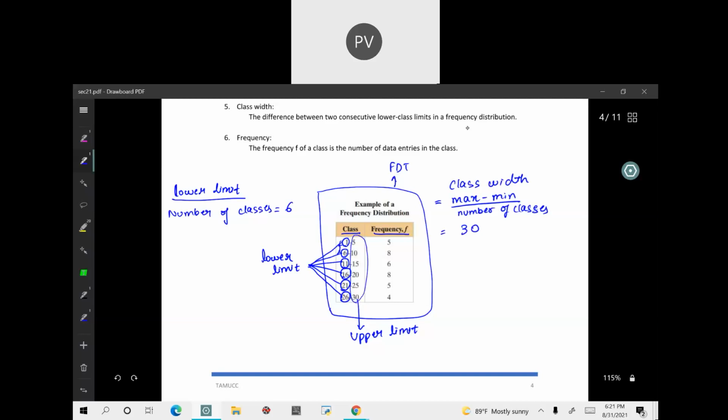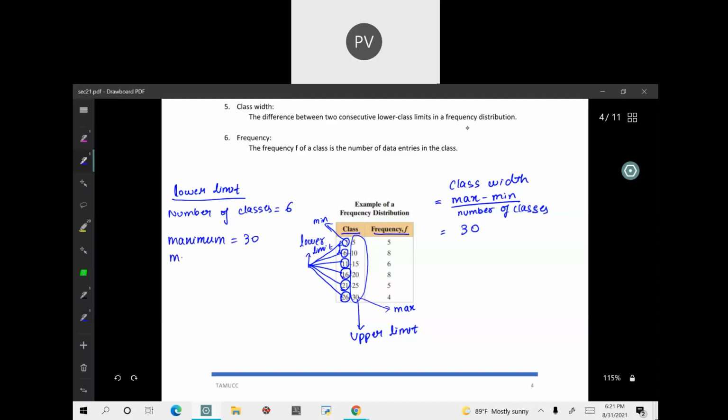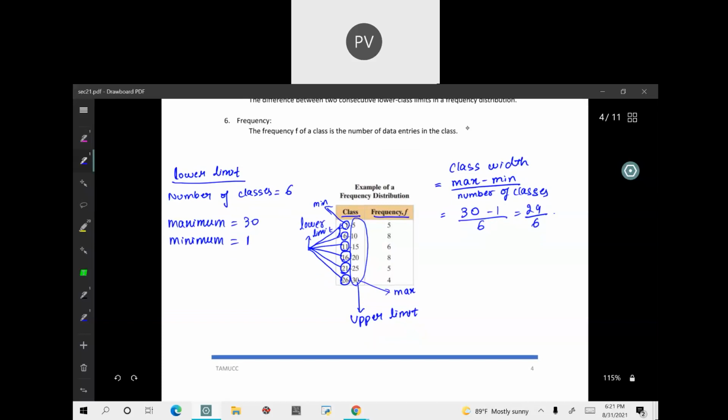This is the maximum value and this is the minimum value. One is the minimum value. So your maximum value is 30 and your minimum value is 1. So this is 30 minus 1 divided by the number of classes, which is 6, which is nothing but 29 by 6, which will be approximately 5. Okay, you will get a decimal. You have to round it off to the nearest integer or a convenient number.